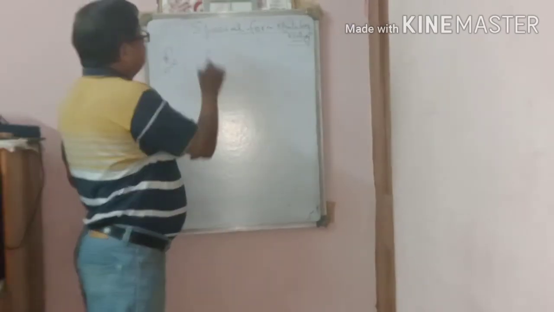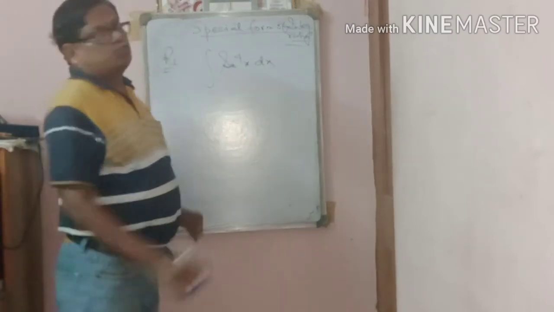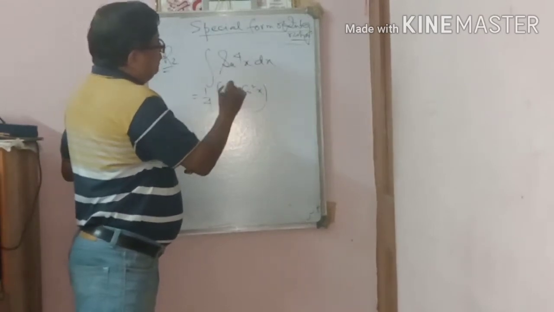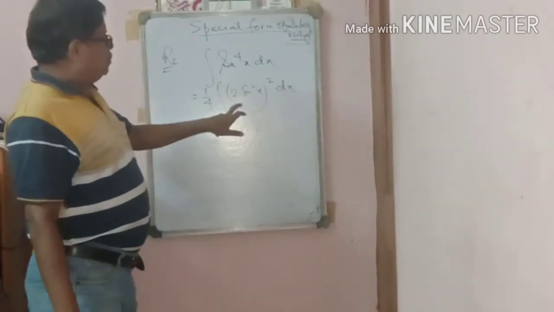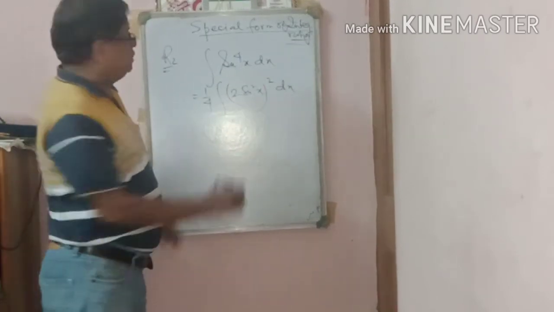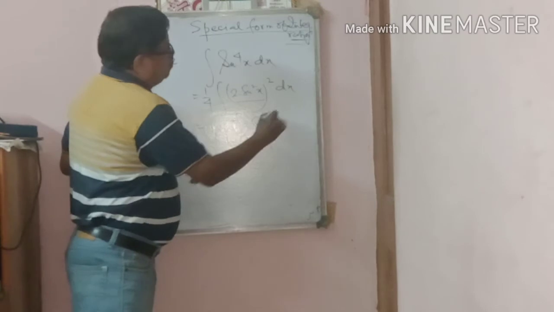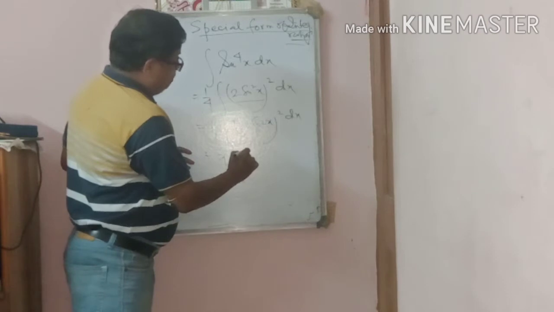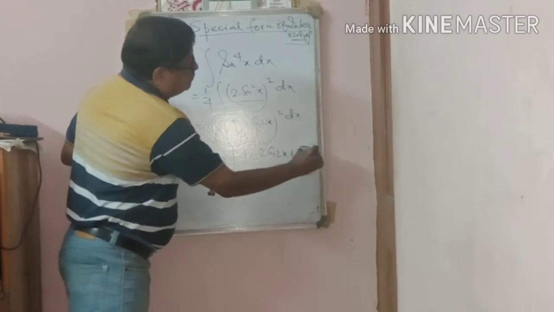Suppose integration of sin to the power 4x dx. Similarly, you can write 1/4 into (2 sin square x) whole square dx. Sin to the power 4x, 1/4 you take common, (2 sin square x) whole square. So this part will be 1 minus cos 2x whole square, so 1/4 times (1 minus 2 cos 2x plus cos square 2x) dx.